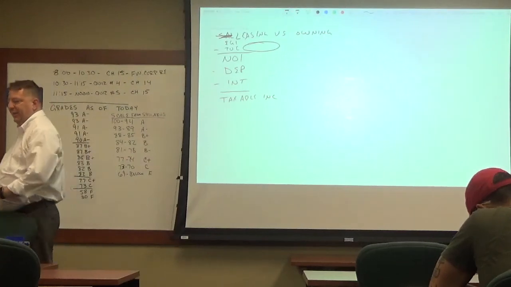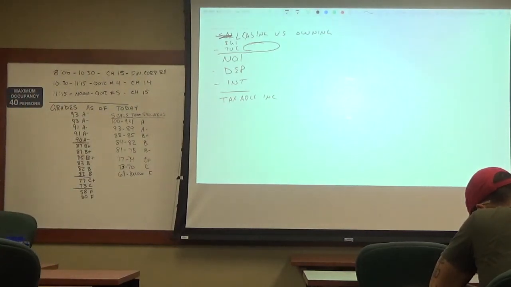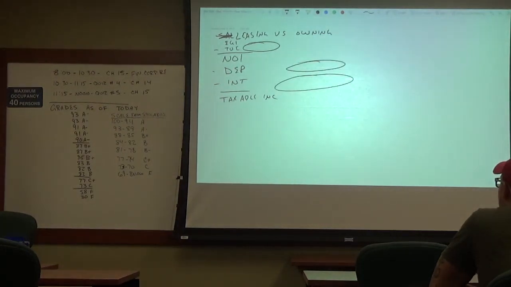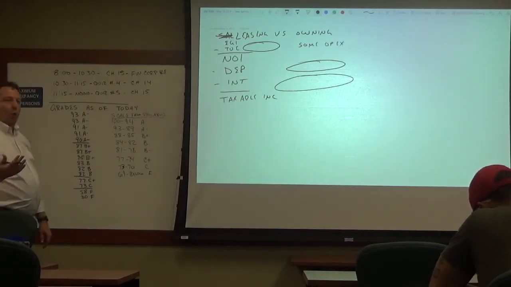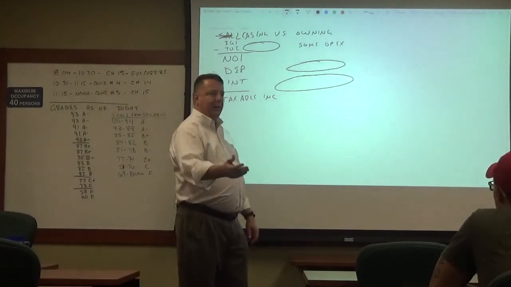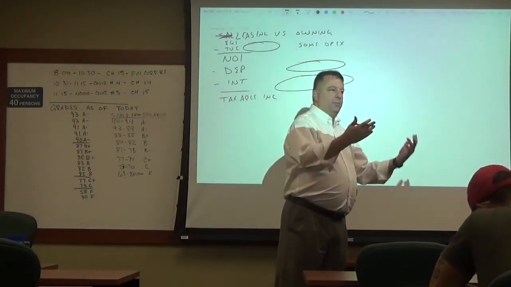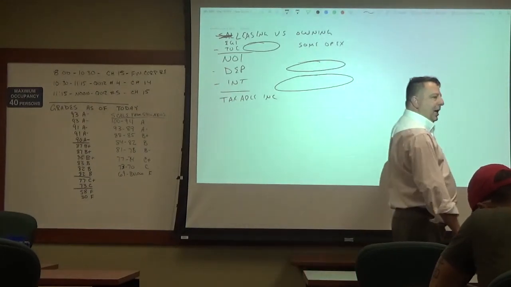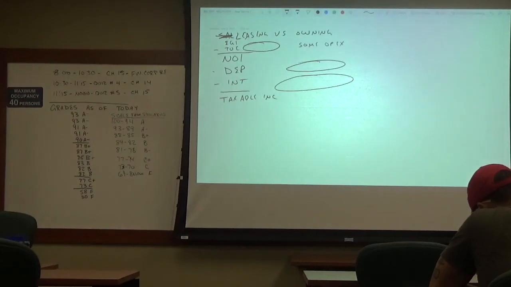With owning the asset, what do we have? Depreciation and interest expense that we're going to deduct. Now you're still going to have some operating expenses associated with owning the asset, such as property taxes, insurance, and maintenance. So you're still going to have some operating expenses, but you're not going to have a lease payment if you own it. Does that make sense?